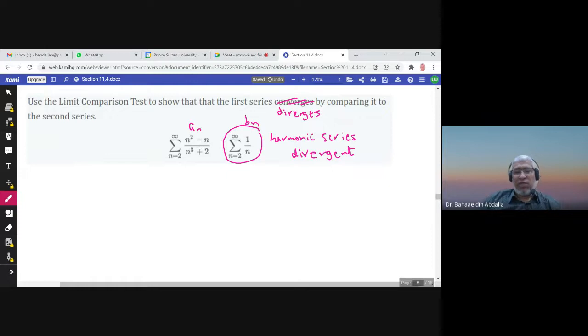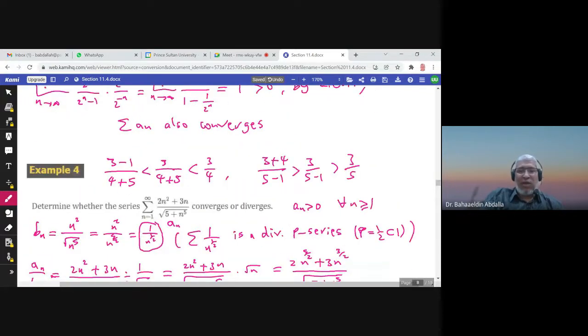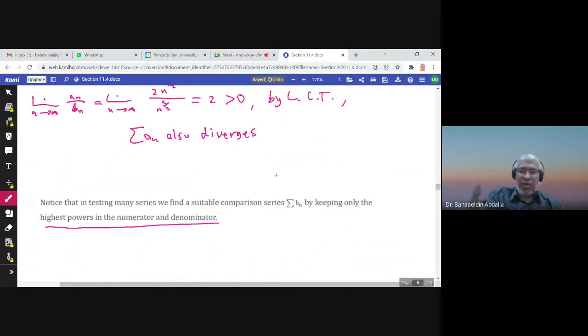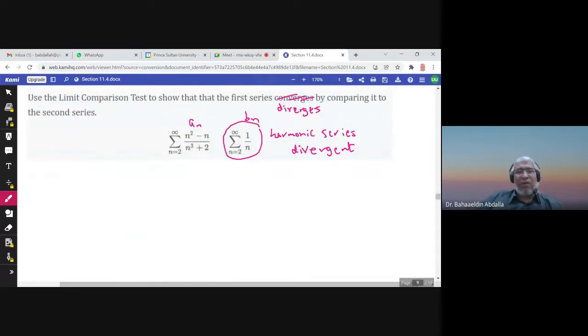You notice that I have minus and plus. Can I use the comparison test here? Minus and plus, let me see. Minus and plus, I can make it less than, not greater than. Plus and minus, I can make it greater than. Okay. So I cannot use the comparison test. So let me find the limit of An over Bn when n approaches infinity.